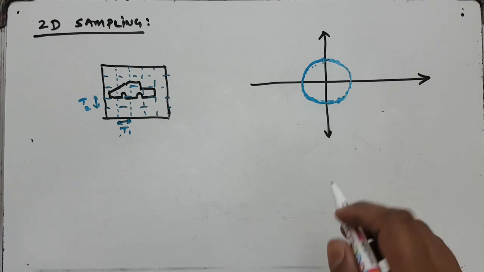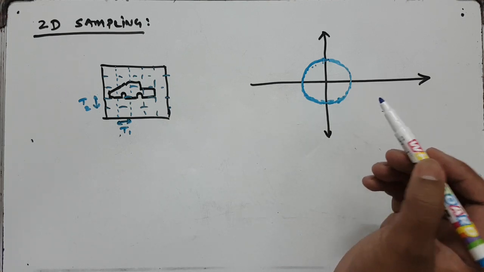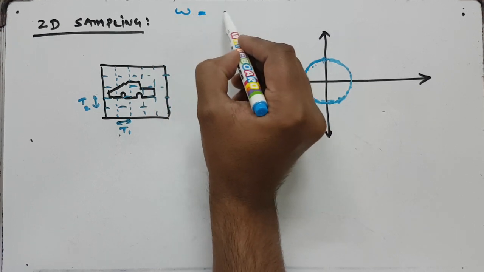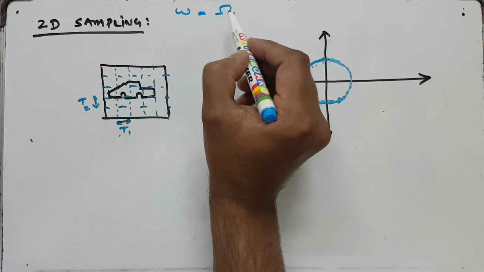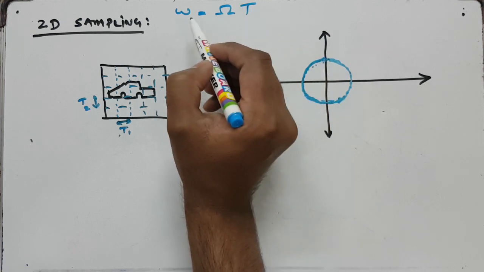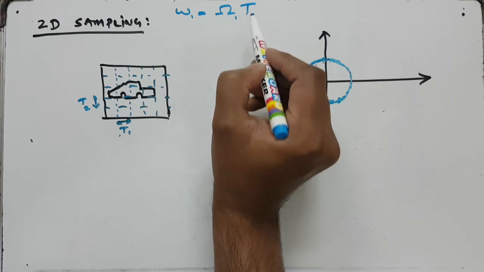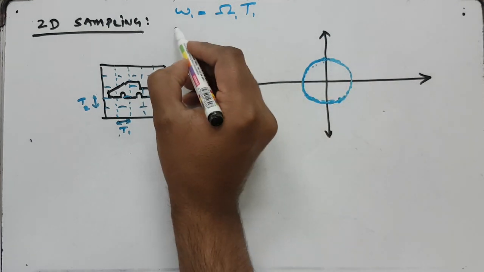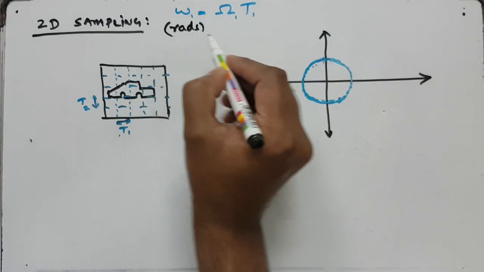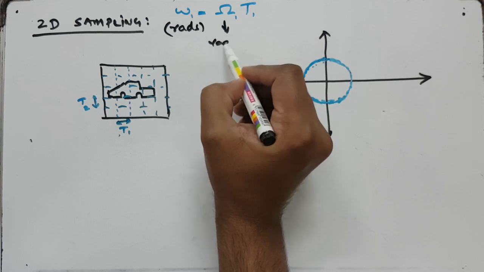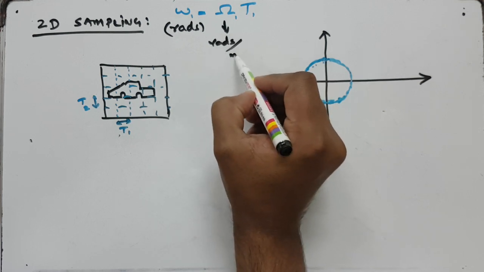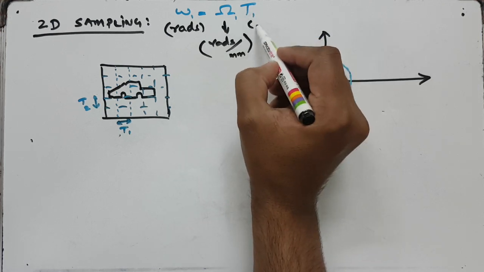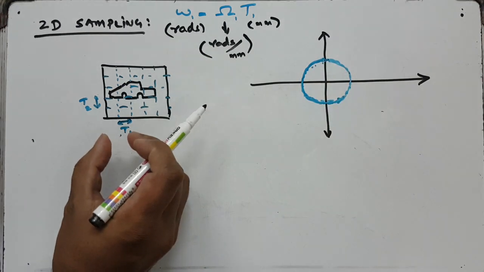And let's say the axis is not W1 and W2. Let's say W is defined as omega into T. So let's say W1 is equal to omega 1 T1, where W1 is in radians. So these are all the frequencies. Omega 1 is in radians per millimeter over space. So any unit can be used. I'm using millimeter, which means T1 is in millimeter. So these are samples in space.